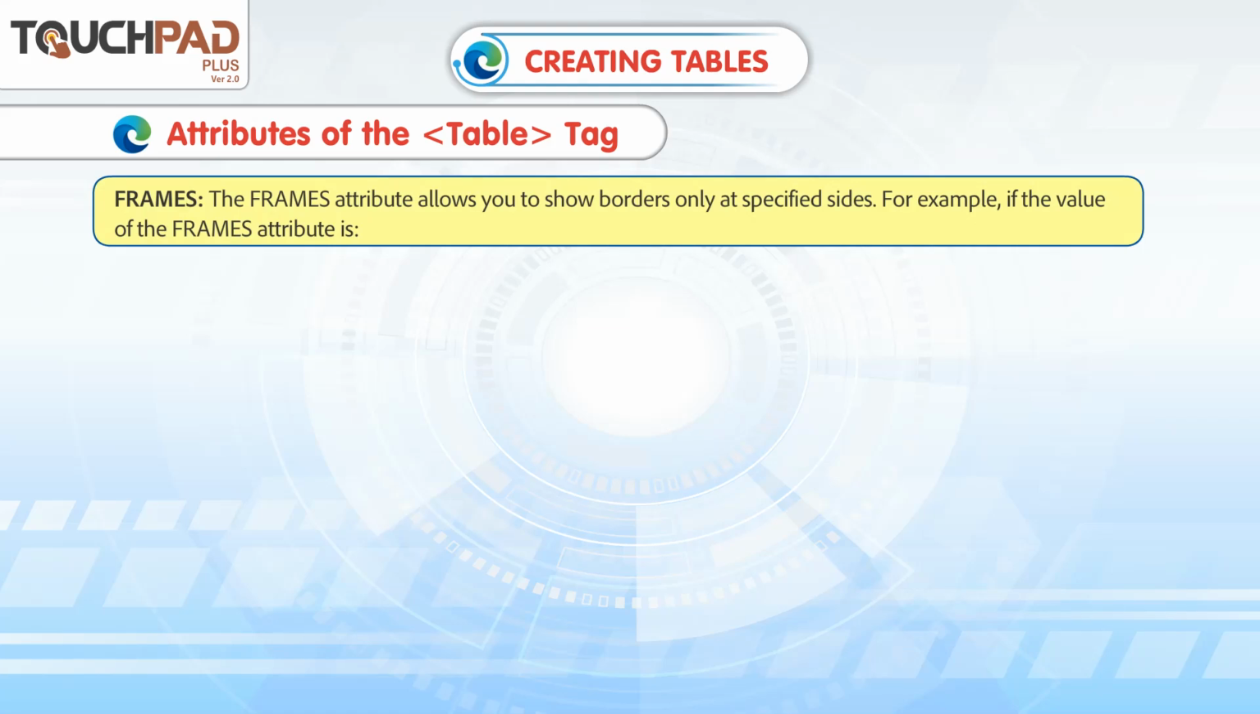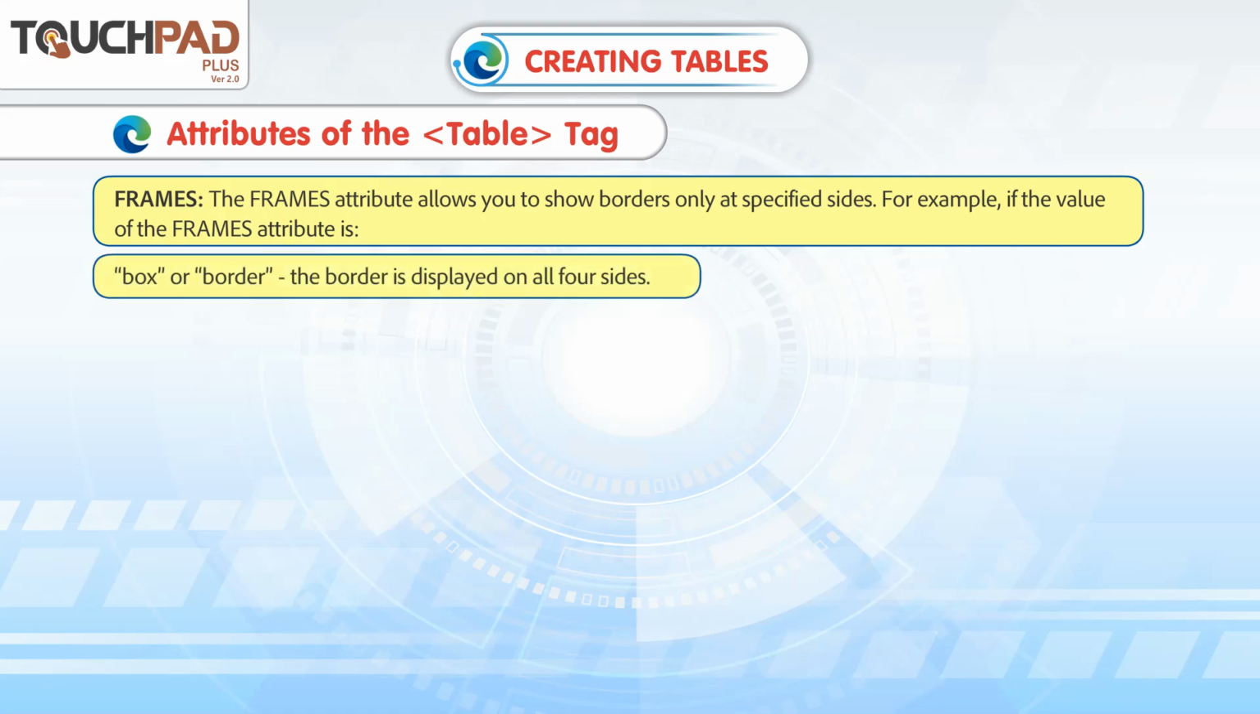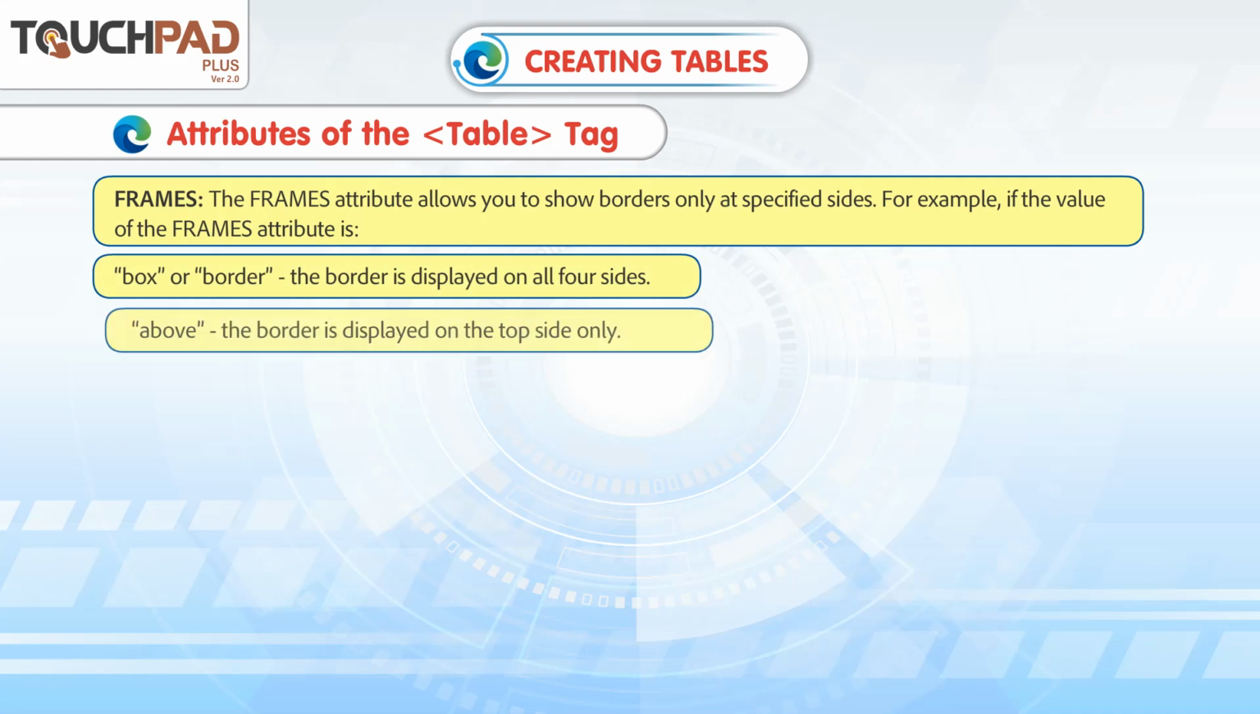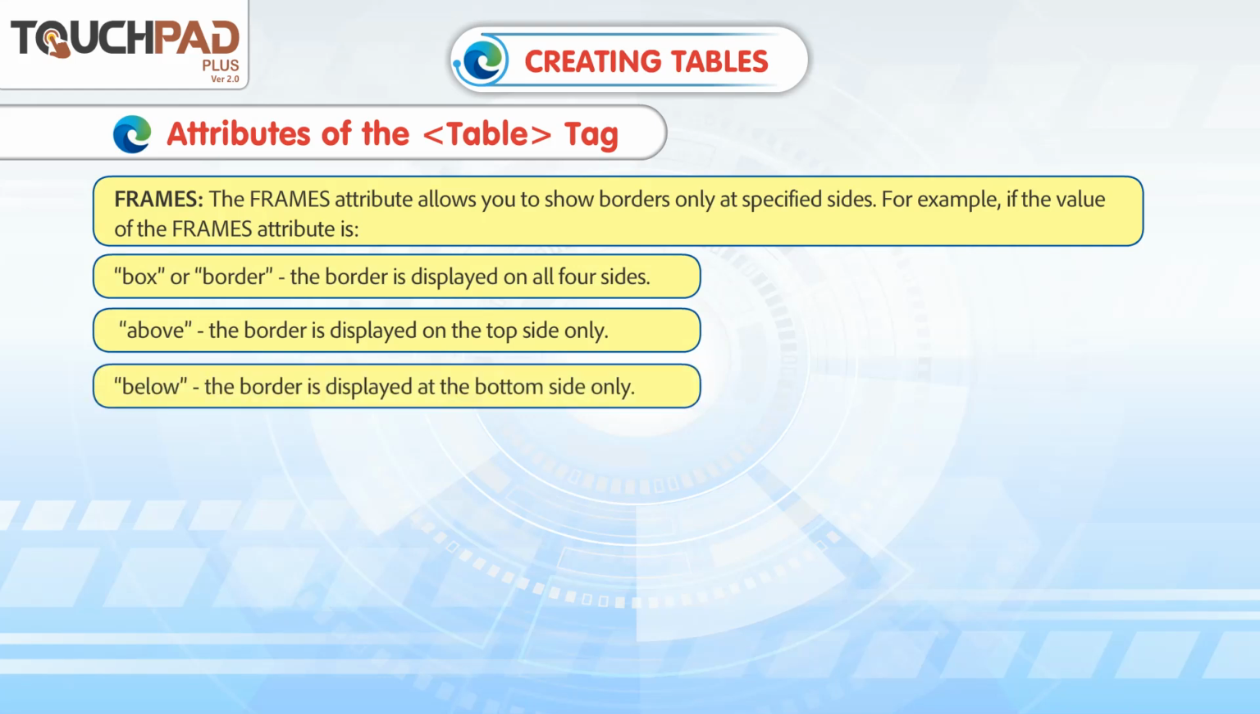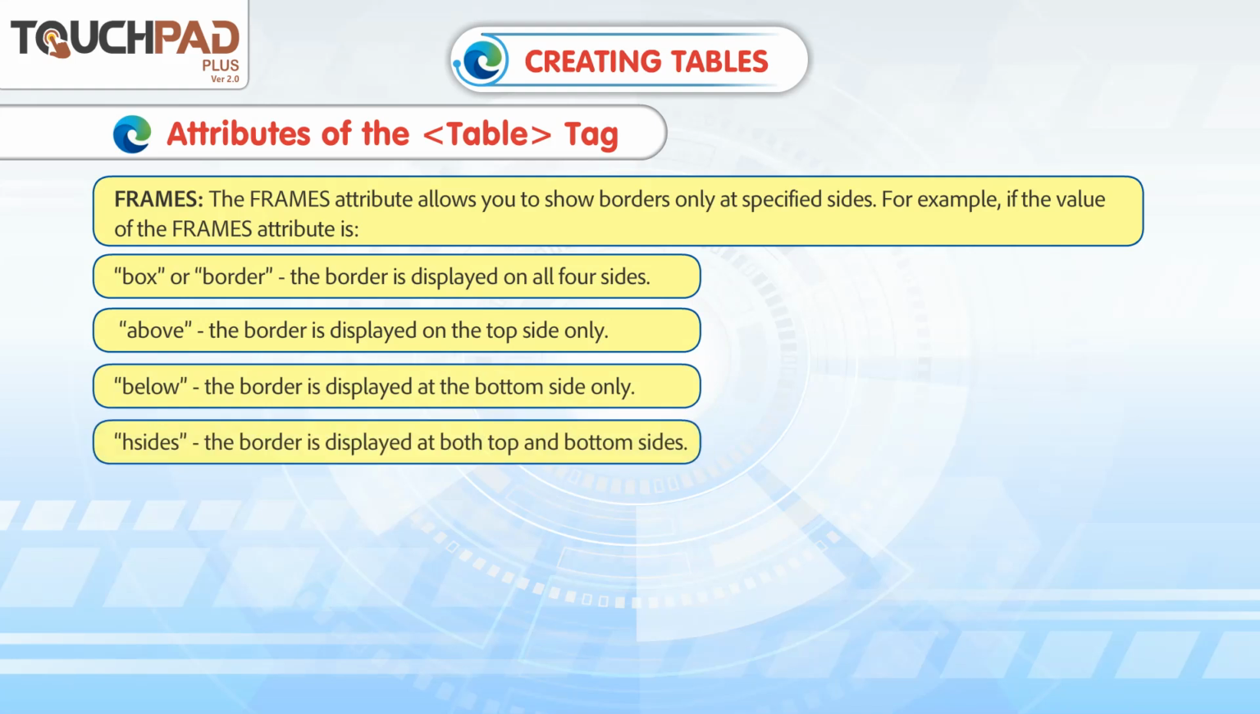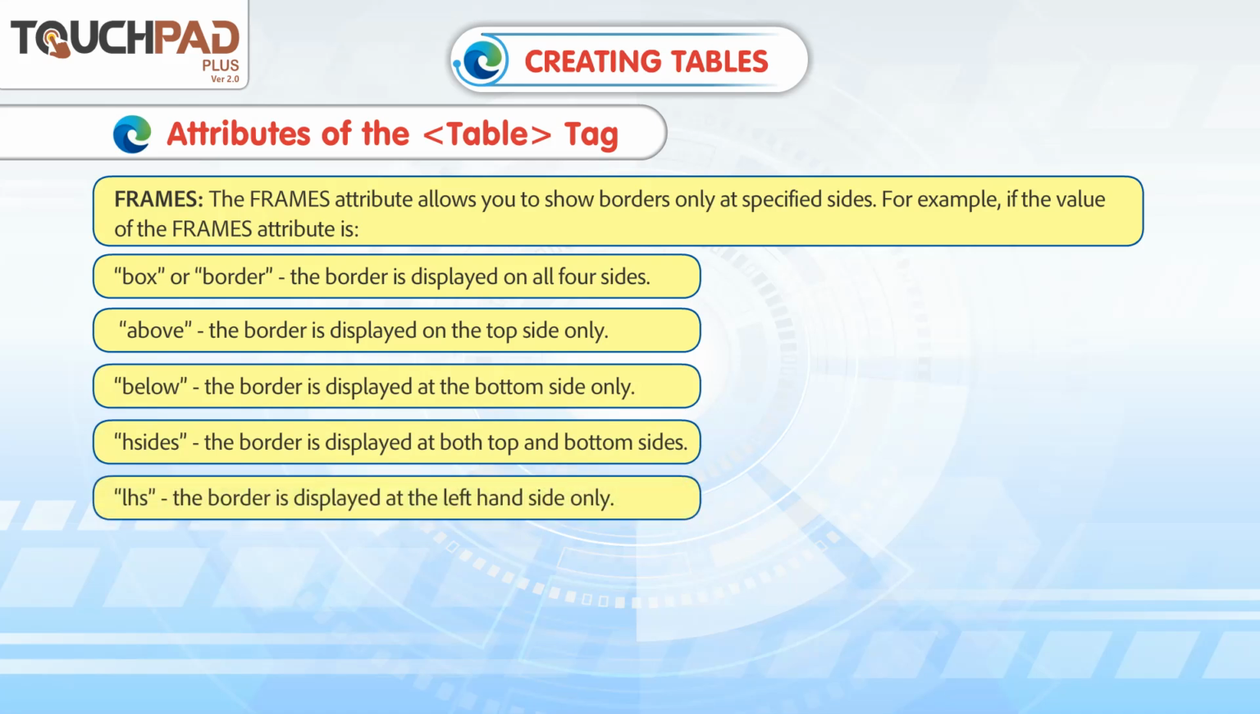Frames. The frames attribute allows you to show borders only at specified sides. For example, if the value of the frames attribute is box in double quotes or border, the border is displayed on all four sides. Above, the border is displayed on the top side only. Below, the border is displayed at the bottom side only. H sides. The border is displayed at both top and bottom sides.